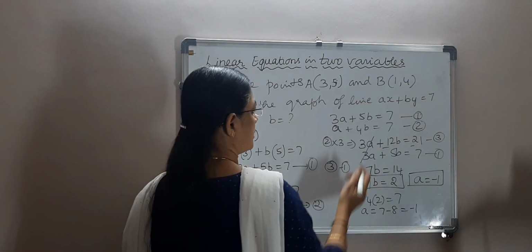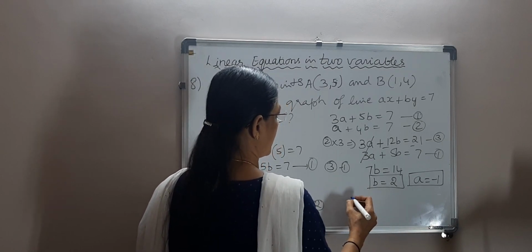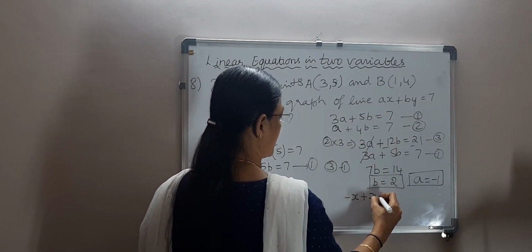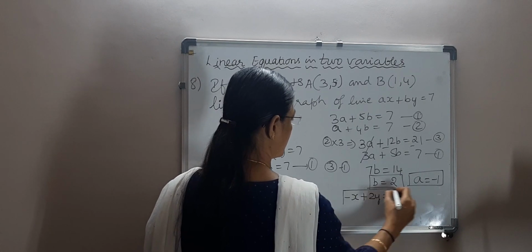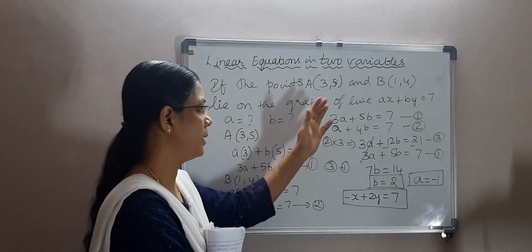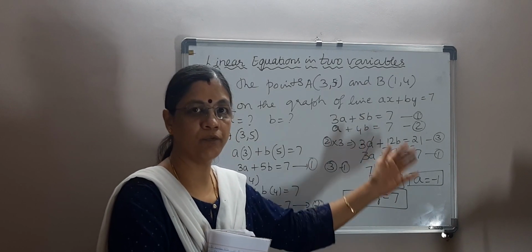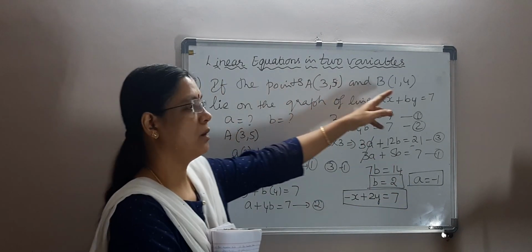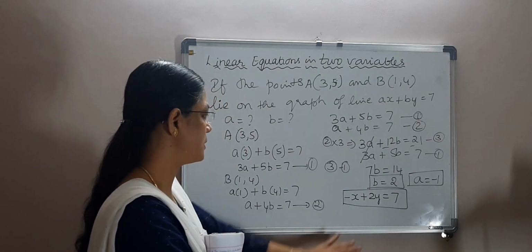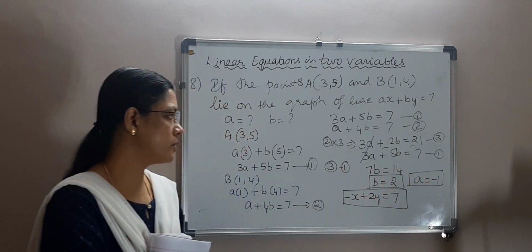So when I substitute in the given equation AX plus BY, we have minus X, because A is minus 1, plus 2Y is equal to 7. This is your equation, isn't it? So you can even draw a line when you plot the points on the graph. And when you get minus X plus 2Y is equal to 7 in the form of a line, you will see (3, 5) and (1, 4) lying on the line. You can even check it by drawing the graph. This is the required equation, and these are the values for A and B. A is equal to minus 1 and B is equal to 2.